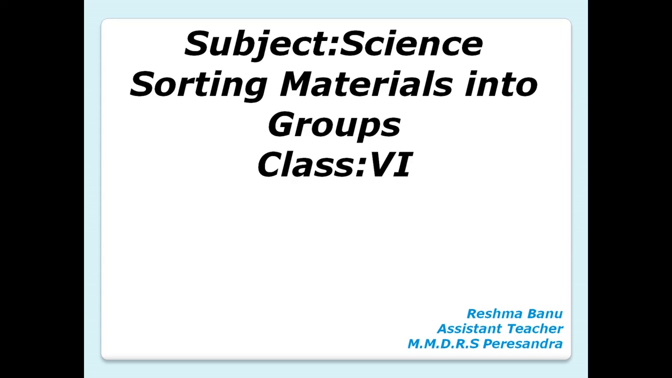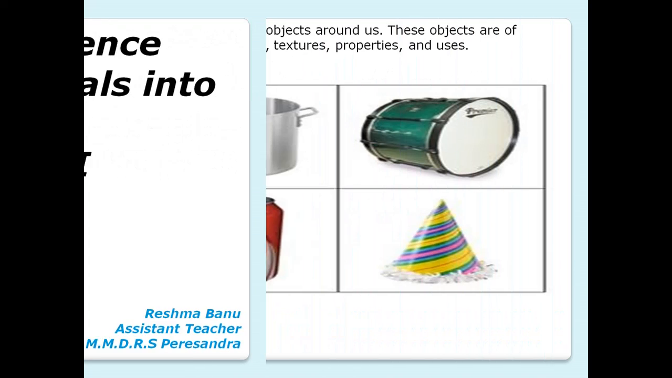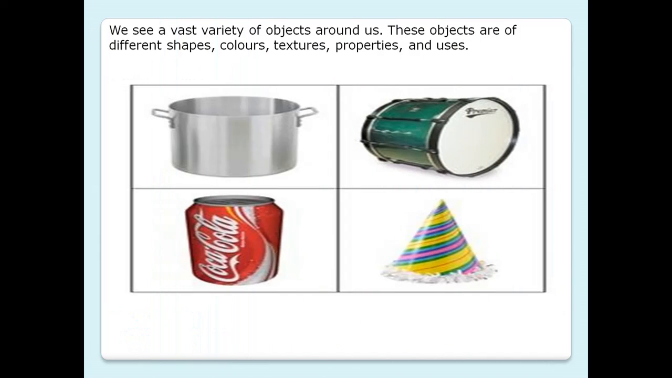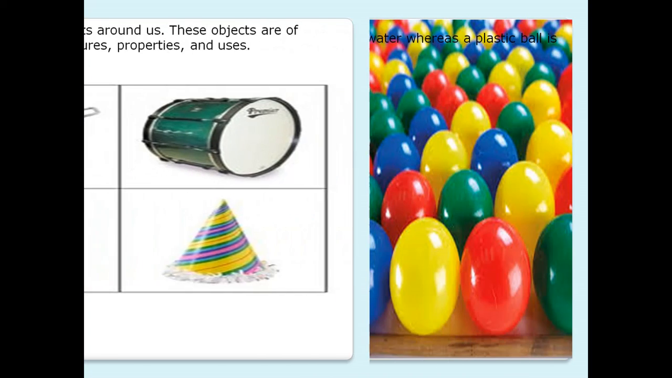In today's class, let us learn about sorting materials into groups. We see a vast variety of objects around us. Look at this given image. Here are the examples of some objects that we use. These objects are of different shapes, color, texture, properties and uses.